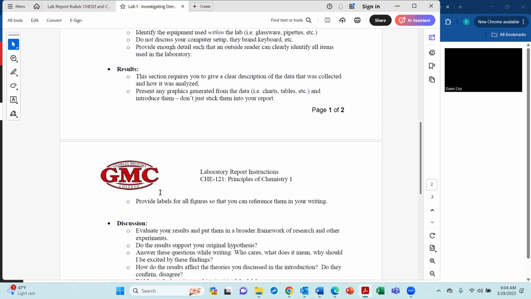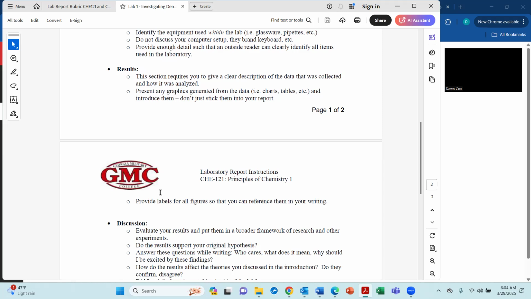One other thing I want to mention is not all data is numerical. Some lab reports, especially in 122, you might be asked what you observe. Did you observe a color change? Did you observe a precipitate? Did you observe bubbles? What did you observe? Okay, that would be included in the results section.